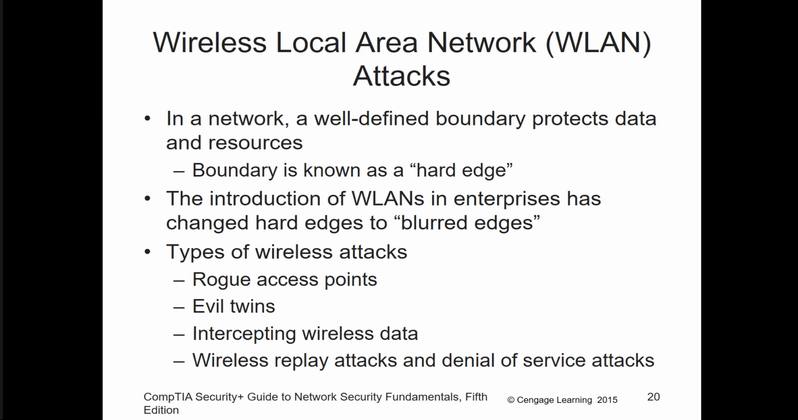In a network, a well-defined boundary protects data and resources. This is typically called the edge, the perimeter, sometimes called the hard edge, really just depending on who you're talking with. Wireless attacks have a few common types. A rogue access point, that's an access point that is not authorized, yet it's still broadcasting. An evil twin, that's when you go to Starbucks and you connect to Starbucks' network, but you don't realize it's not really Starbucks, it's really a man in the middle.